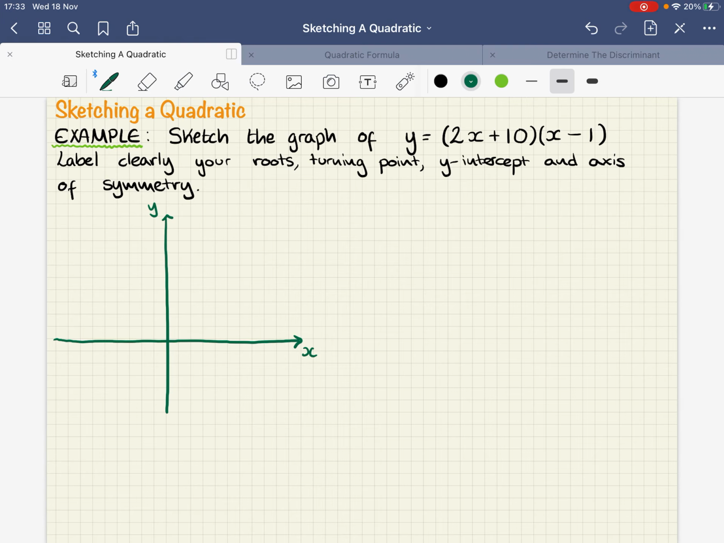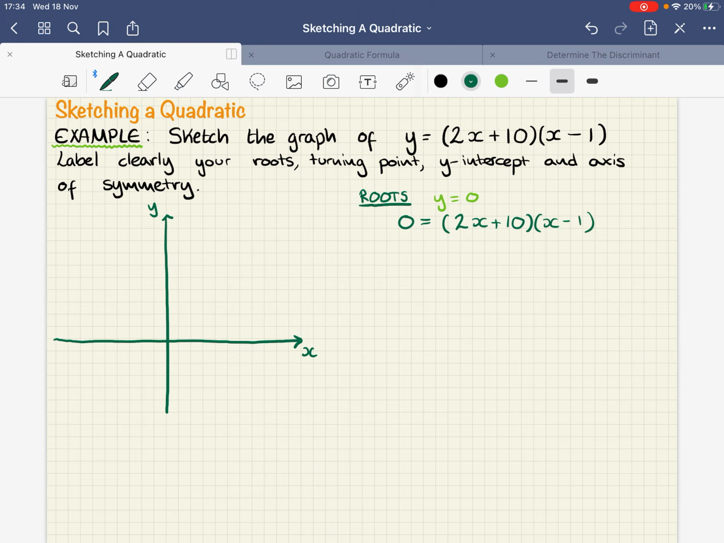So to start off with, the very first thing I want to find out is my roots. And remember, always y is going to equal 0 because the roots is where it crosses the x-axis. So y is always going to be 0 there. So using that, I'm going to take my equation. I'm going to set y equal to 0. And then I have my bit on the right-hand side here.